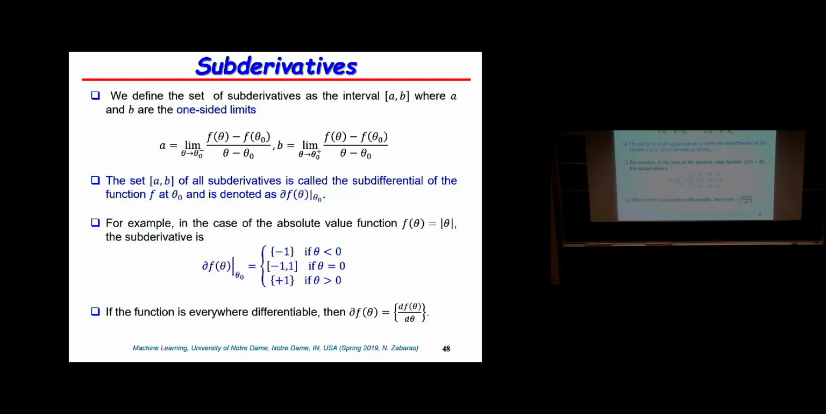So let me give you one example. Let's take the function f of theta as the absolute value of theta. This is what we will need for L1 regularization. If theta is less than 0, this is differentiable. This is minus theta, so the derivative is minus 1. If theta is positive, the derivative is plus 1. And if theta is equal to 0, you cannot define it, so the derivative is anywhere between minus 1 and 1. So the subderivative for theta equal to 0 is the interval minus 1 to 1.